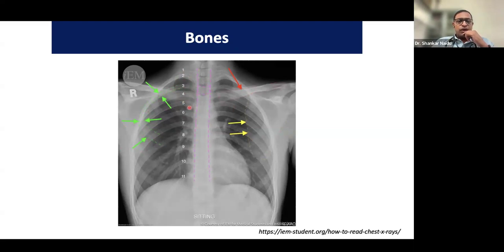If there is any discontinuity in any of the ribs, or any clavicular fracture, or any presence of cervical ribs, these can also be identified once we look for the bones.